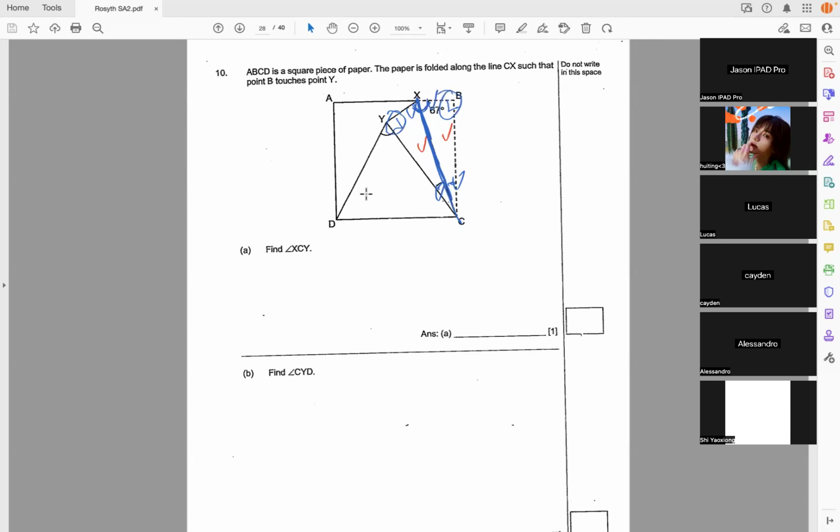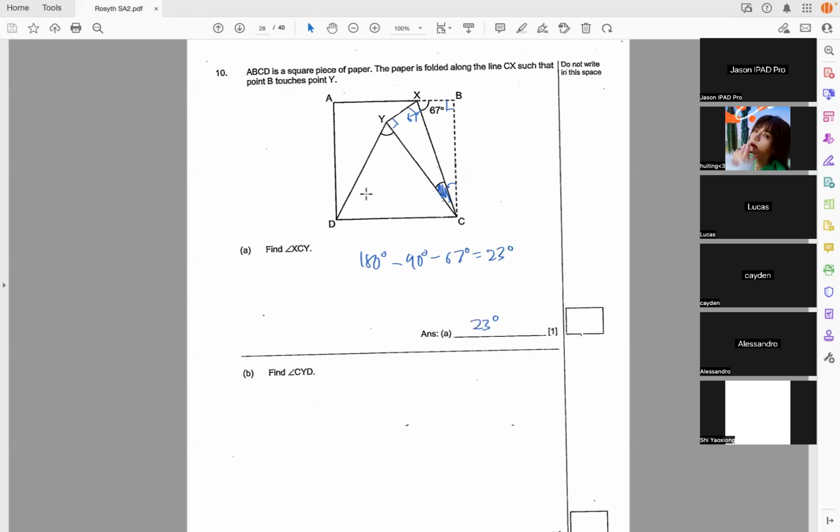Okay? Once you do that, let's do it. So this will be 67. All right? This one I do not know. I just draw a mark here to make it the same. This is 90. Corner of a square paper is 90. So the opposite angle will be the same, 90. Okay. Now the question is find angle XCY, which is this angle, right? So that is angle in a triangle, 180 minus 90 minus 67. That is 23 degrees.